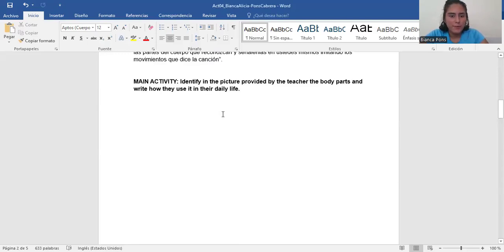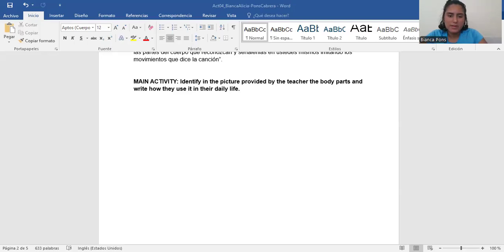But now for the main activity, I'm going to walk you through it. And here's the thing. The main activity is to identify the picture and relate to my life. That is the name of the activity that I decided to give it. And as I told you, I'm giving this a student-centered instruction and approach to make it feel personal.